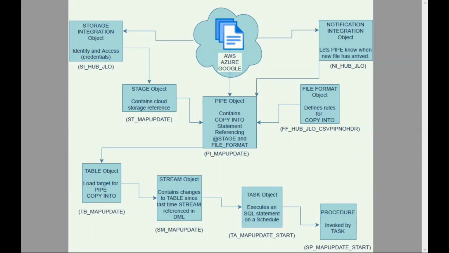In the processing flow, we've seen the PI map update pipe load the TB map update table from a cloud source location referenced by the ST map update stage object. As rows are inserted into TB map update, the changes are reflected in stream SM map update. When SM map update has data, its referencing task TA map update start executes, calling stored procedure SP map update start. Let's look at SP map update start in detail.